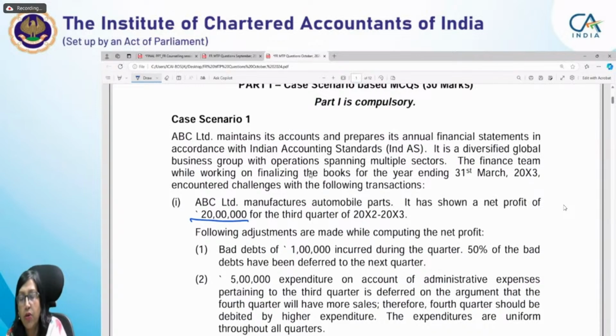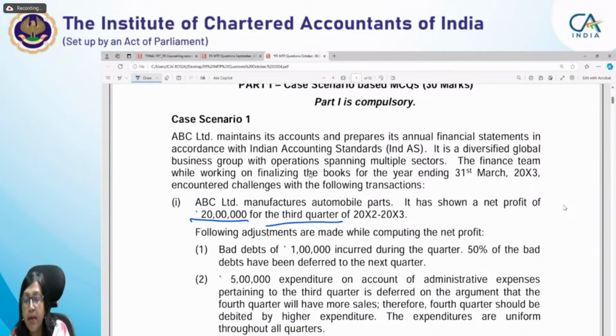For the third quarter of 20X2-X3. This is the third quarter we are preparing, and they have already computed 20 lakh as a net profit for the third quarter. However, the following adjustments are made while computing the net profit and you have to see whether those adjustments are correct or not. And in case they are incorrect, then after making the rectification entries, what is the correct net profit of that particular quarter?